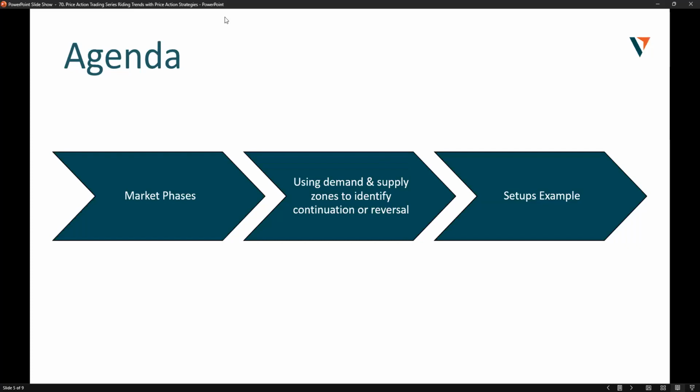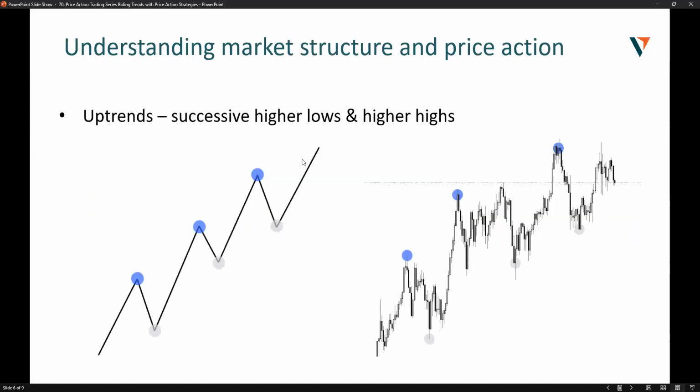PowerPoint. So this is just covering the basics of market structure. This is more for the benefit of those who are not familiar with market structure. The idea behind this is simple, but at the same time, if you combine this across the different time frames, this can actually give us an idea, or at least a clue, as to where markets might be heading.